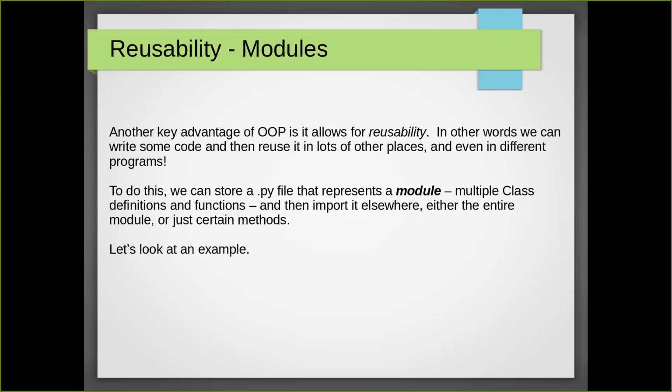And what we can do in Python, we can store a .py file that represents a module, which is multiple class definitions and functions, and then just import it elsewhere. And we can either import the whole thing, or it may be that we just need to grab one particular method, for example, from the module. Now, you've already been doing this and just not thinking about it, in terms of when you've imported the random library or imported other libraries that you use, like pandas and NumPy. Exactly the same principle. You're importing a module which contains class definitions and functions, and then you can use them somewhere else.